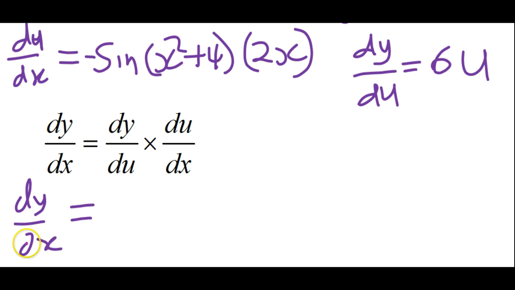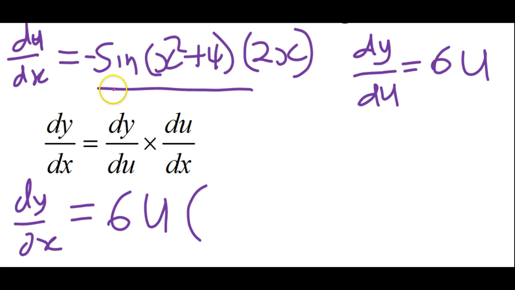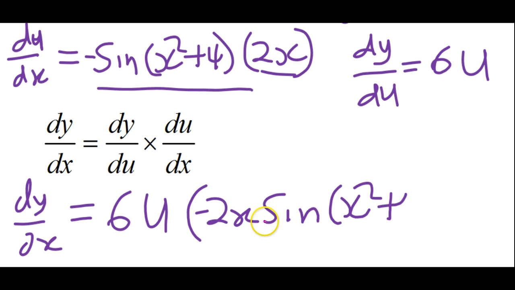So we have dy/dx. We have dy/du, which gives us 6u, times du/ds, which is this part of the function. So we have negative 2x, because I can write the 2x there, sine into bracket s squared plus 4, and close my bracket.